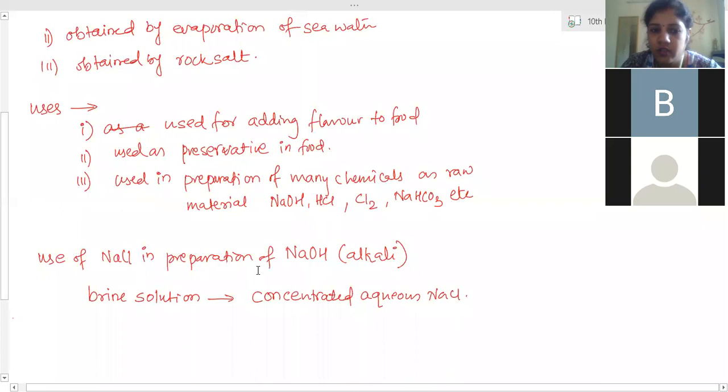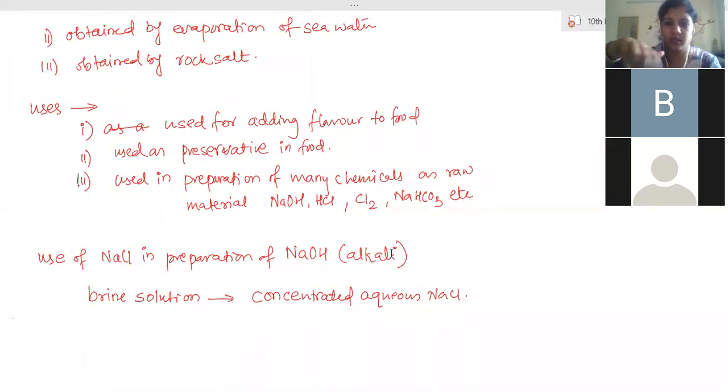Fine. So here we have one of the important uses of sodium chloride: in the preparation of sodium hydroxide. This is done by electrolysis of brine solution. So what is brine solution? Brine solution is a concentrated aqueous sodium chloride.